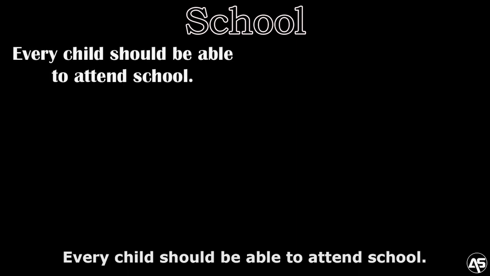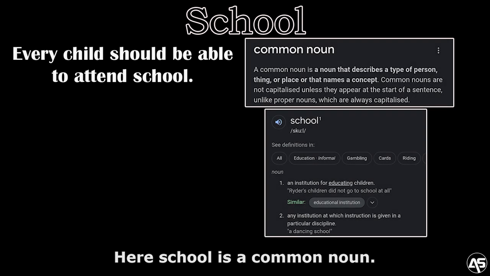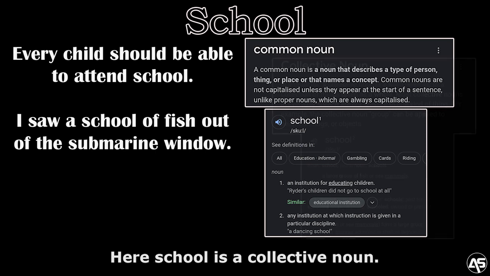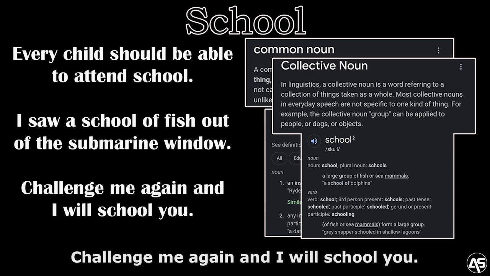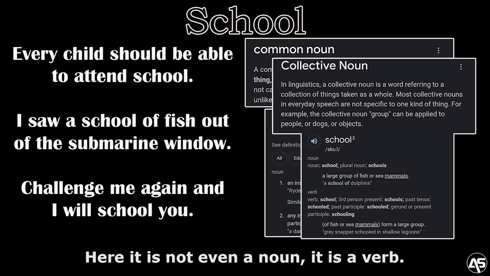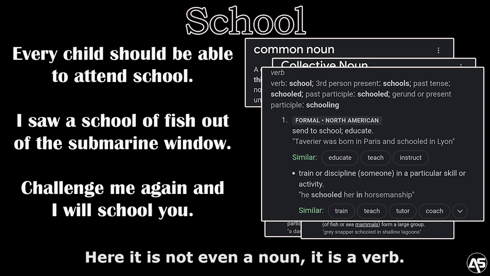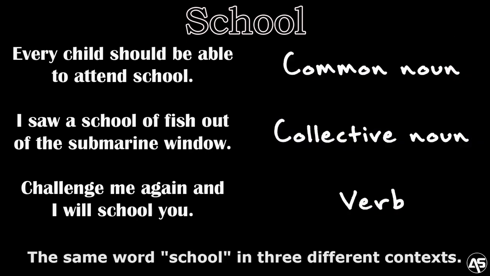What type of a noun is school? Every child should be able to attend school. Here, school is a common noun. I saw a school of fish out of the submarine window. Here, school is a collective noun. Challenge me again and I will school you. Here, it is not even a noun. It is a verb. The same word, school, in three different contexts.